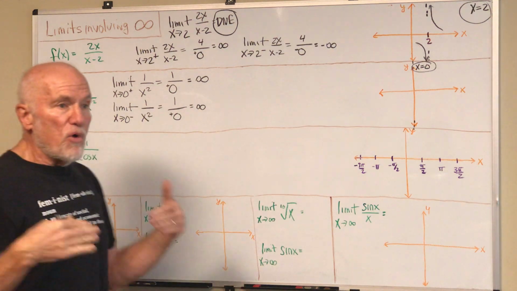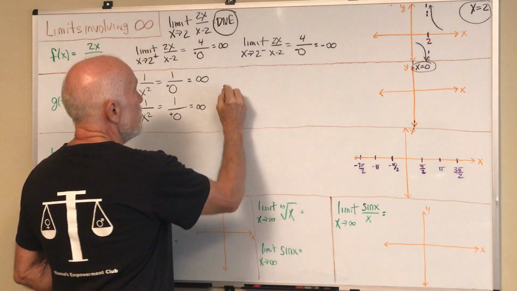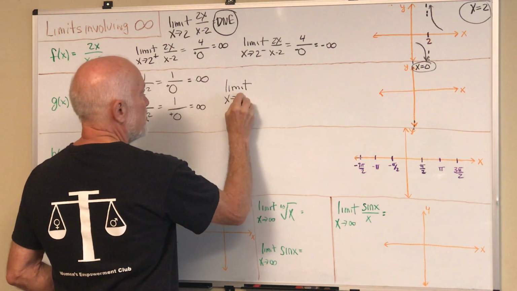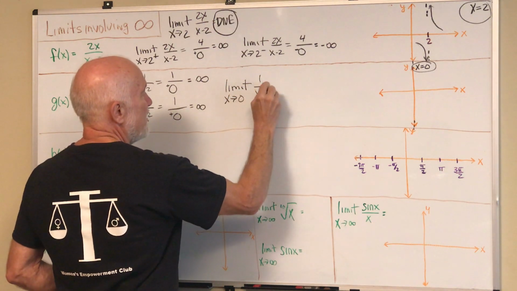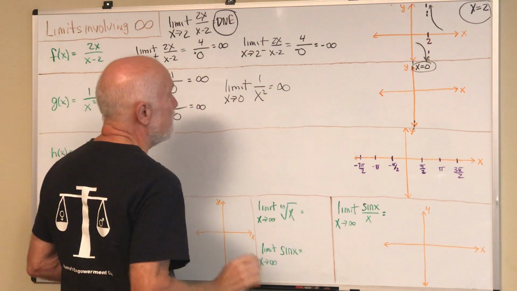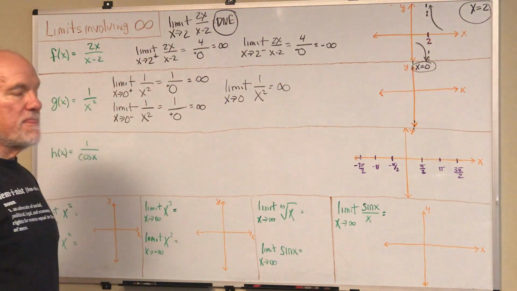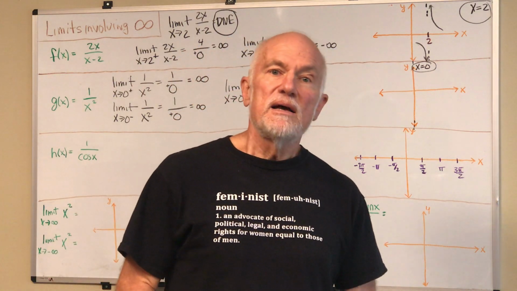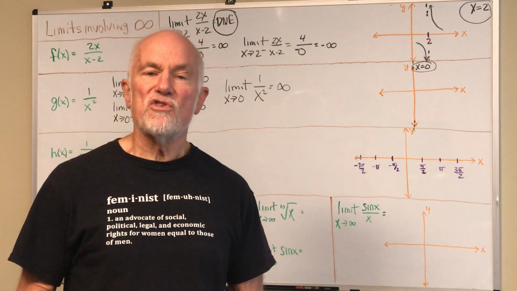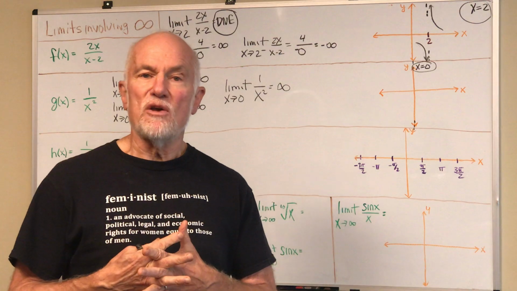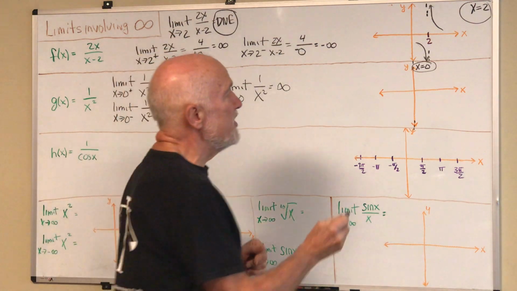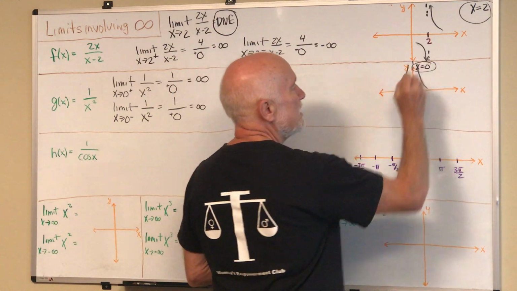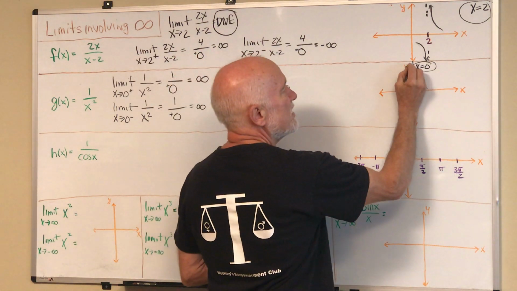Well, since both sides go to infinity, we could say the limit as x approaches 0 of that function really is infinity. Now, saying does not exist is not wrong, but it doesn't tell us as much about what's going on with that function at x equals 0. We now know that it's doing what? It's going up like this.